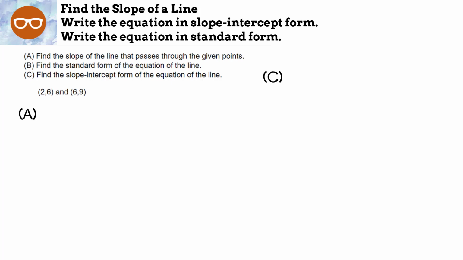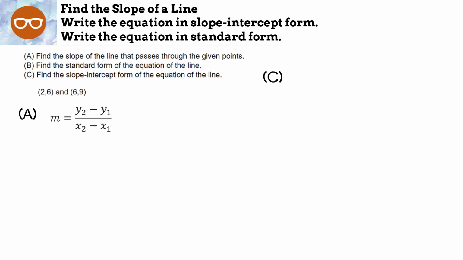First, we're going to find the slope of the line that passes through the given points. Then, we're going to find the standard form of the equation of the line. And finally, find the slope-intercept form of the equation of the line. The easiest way to do this is to find the slope, then do c, find the slope-intercept form, and from the slope-intercept form, we're going to find the standard form. Yeah, it seems a little weird, but let's do this one together.